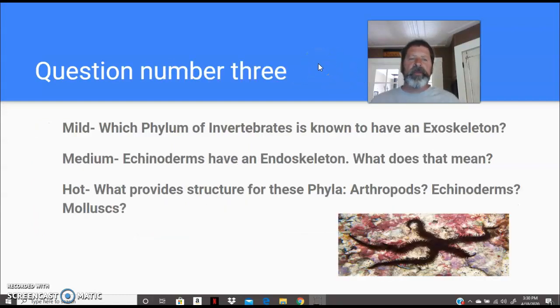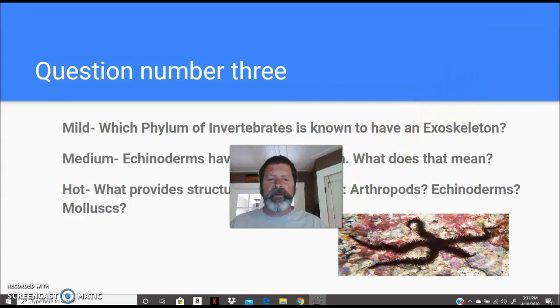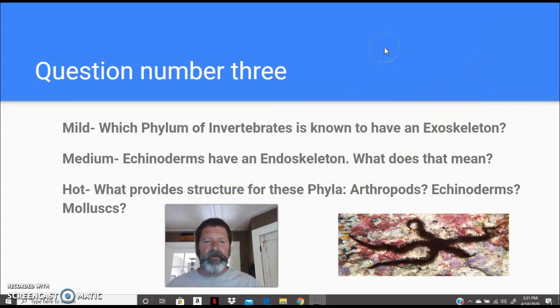All right, question number 3, which phylum of invertebrates is known to have an exoskeleton? And your medium choice, echinoderms have an endoskeleton. What is that? What is an endoskeleton? What's that even mean? And your hot choice, what provides structure for these 3 phylum? So what provides structure for arthropods? What about echinoderms? What about mollusks?